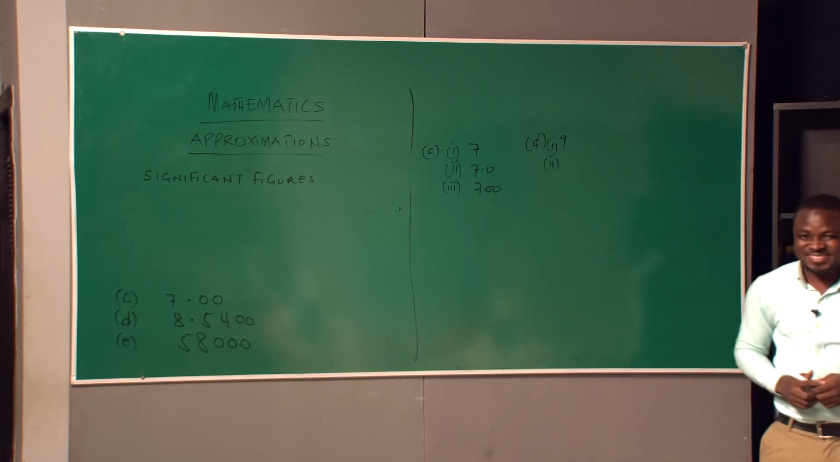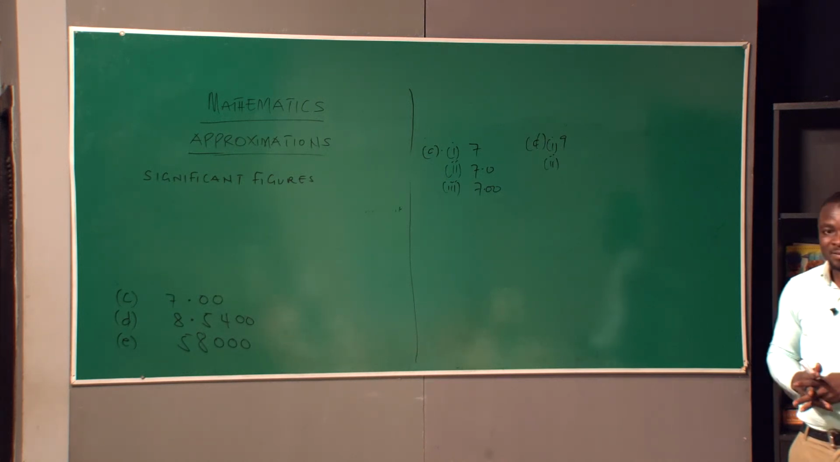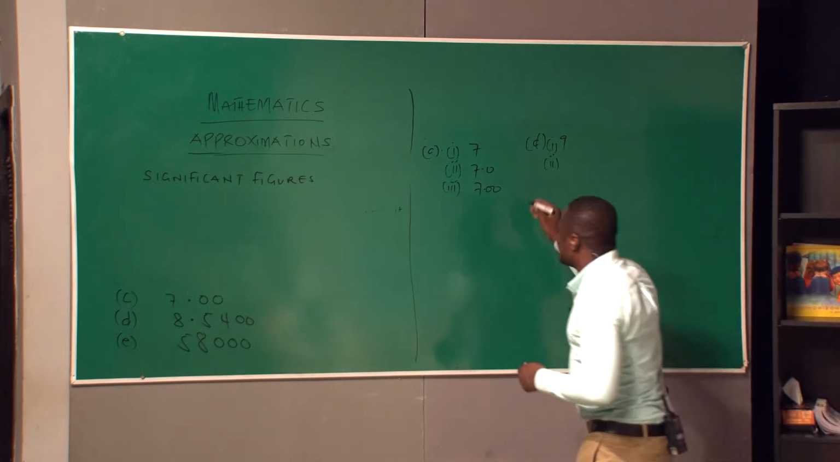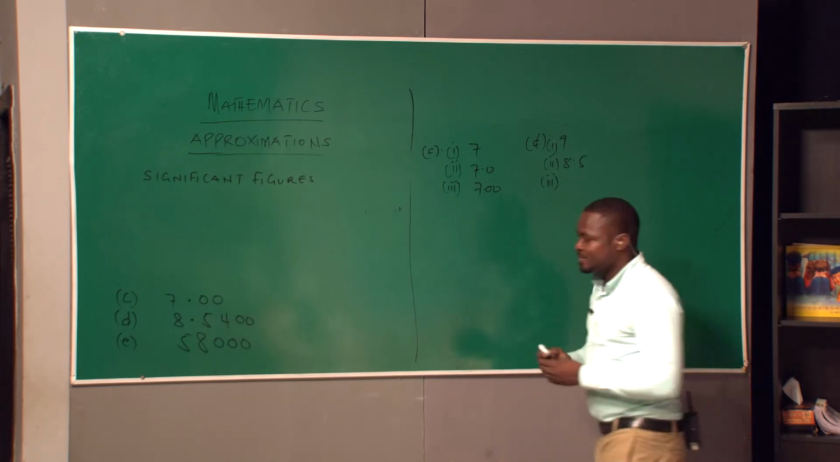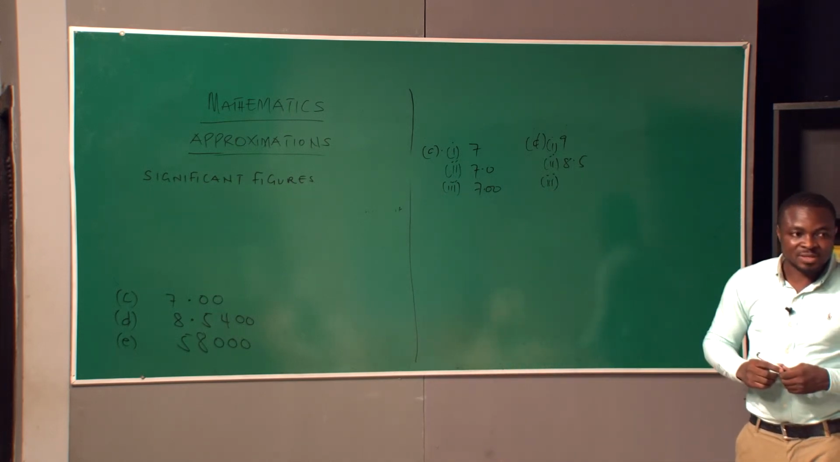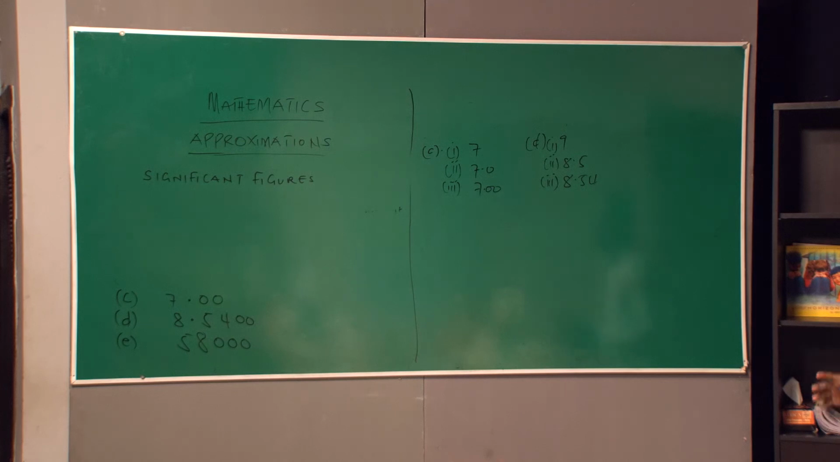II. Two significant figures. Samira. 9.5. No, 8.5. And the last one. Yes, Asifa. Three significant figures. 8.54. Okay, so viewers, this brings us to the end of today's lesson.